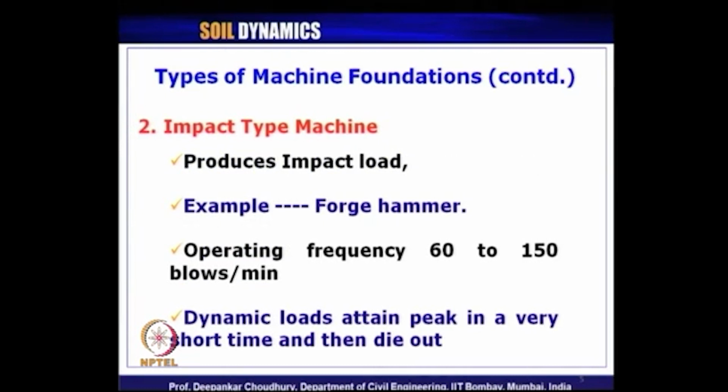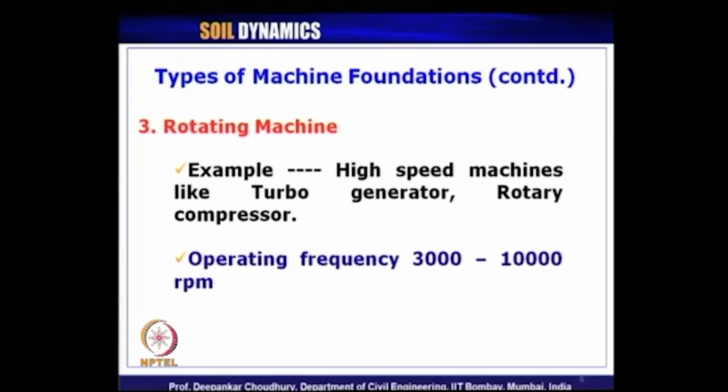For impact type of machine, it produces impact load, as the name suggests. An example of such a machine is the forge hammer, and operating frequency is generally between 60 to 150 blows per minute. And the characteristic of impact load is that dynamic loads attain peak in a very short time and then die out. In case of rotating type of machine, examples are high speed machines like turbo generators, rotary compressors, etc., and operating frequency ranges between about 3000 to 10,000 RPM.